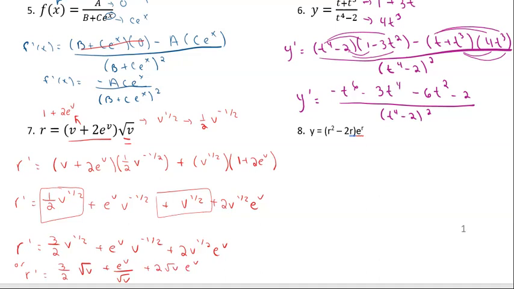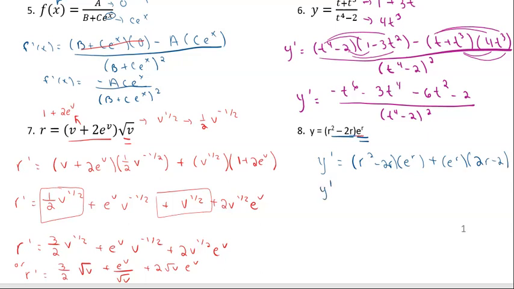Look at this one. Again, we have a product rule, first and second. So y prime, the derivative is going to look like the first. So that will be r squared minus 2r times the derivative of the second. Well, the derivative of e to the r is e to the r. Plus the second times the derivative of the first. So the derivative of r squared minus 2r will be 2r minus 2.